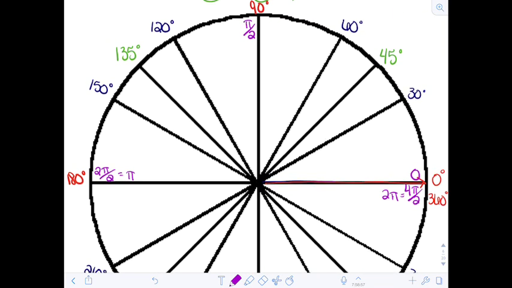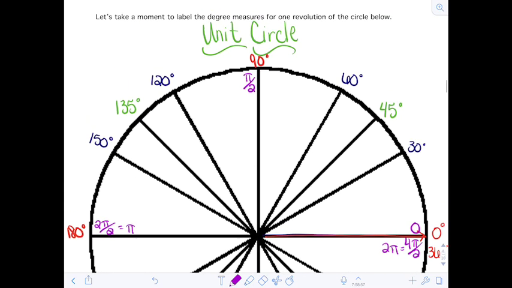Then I'm going to do the 45s. So 45 degrees would be pi over 4. If we take the 90 degrees and cut that in half, I'm going to do this off to the side here just a minute. If I take half of 90, that's like taking half of pi over 2. That's pi over 4. So that's my 45 degree measure. So 45 is pi over 4.